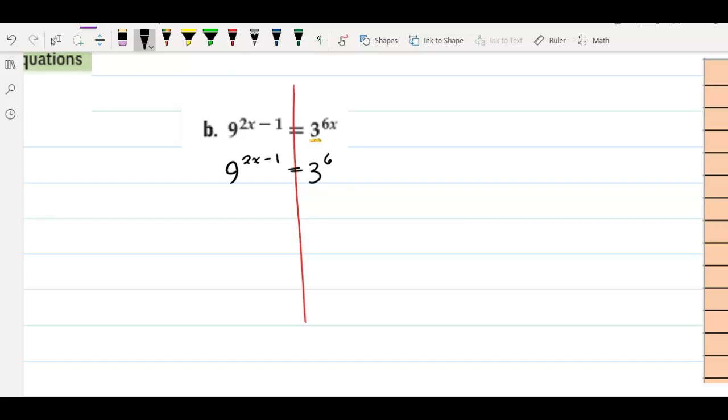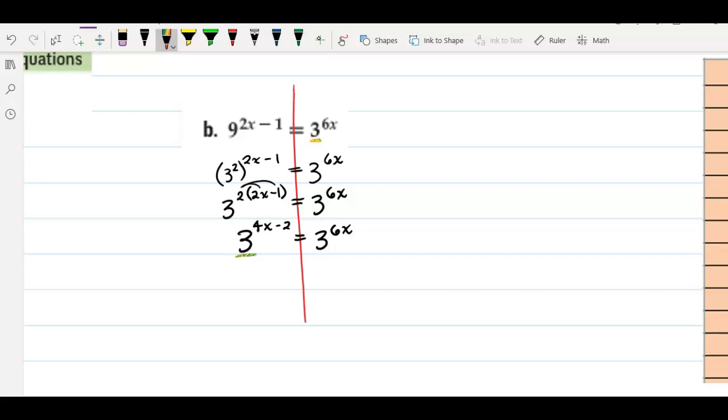So we're going to rewrite what we have. We're not changing the right side. On the left side, however, we're going to take out that 9 and replace it with 3 squared, because 3 squared is 9. Next, we're going to rewrite it as 3 to the 2 times 2x minus 1, just another way of rearranging our parentheses. And then we distribute: 3 to the 4x minus 2 equals 3 to the 6x.